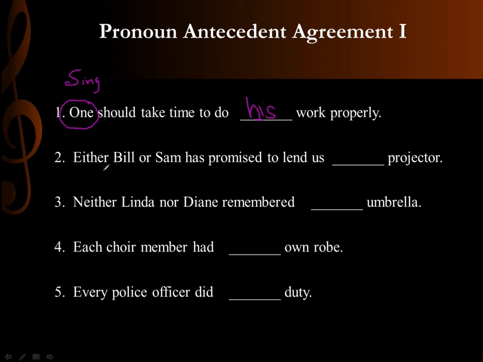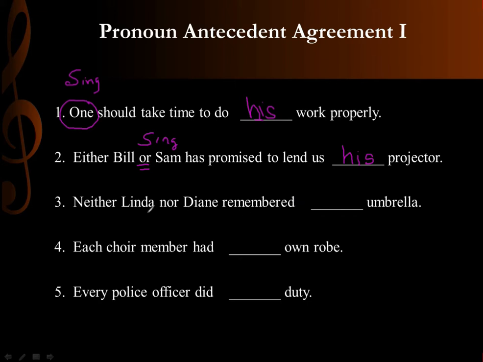Number 2, either Bill or Sam. This is what we were talking about just a moment ago. If you have or there, you're not talking about both of them. You're talking about one or the other, which still means it's singular. Either Bill or Sam has promised to lend us. Again, we're going to have a masculine gender here, and it must be singular.